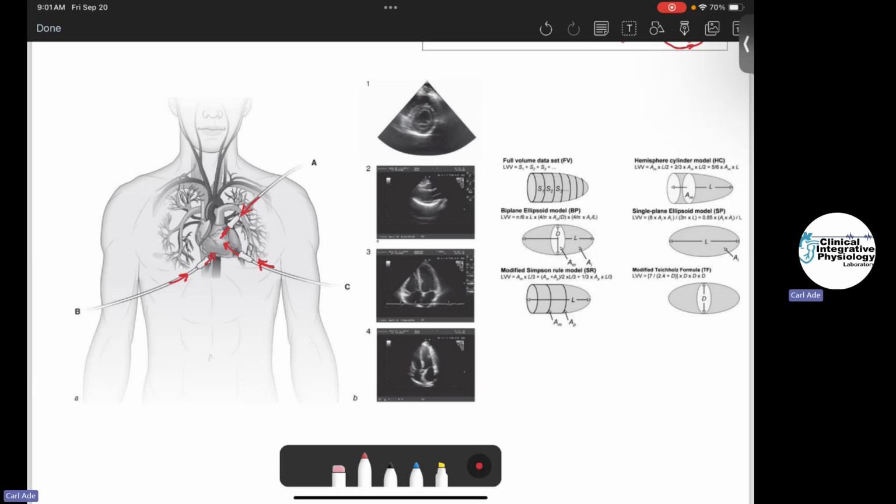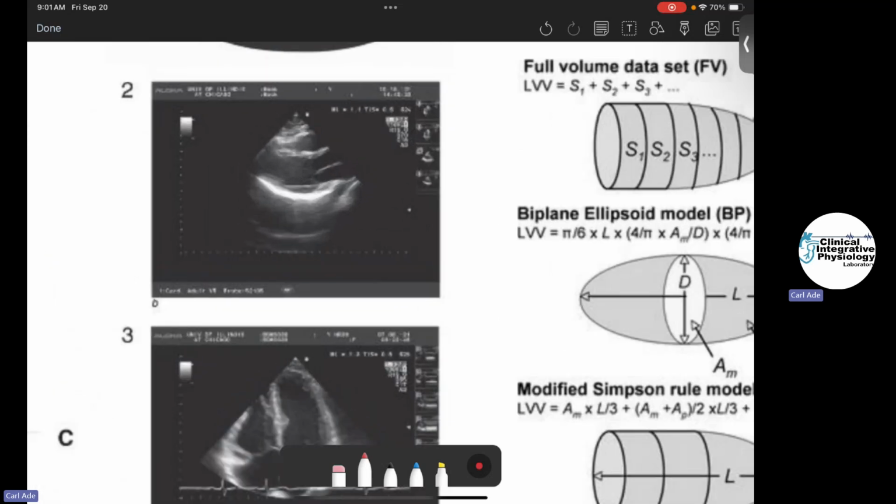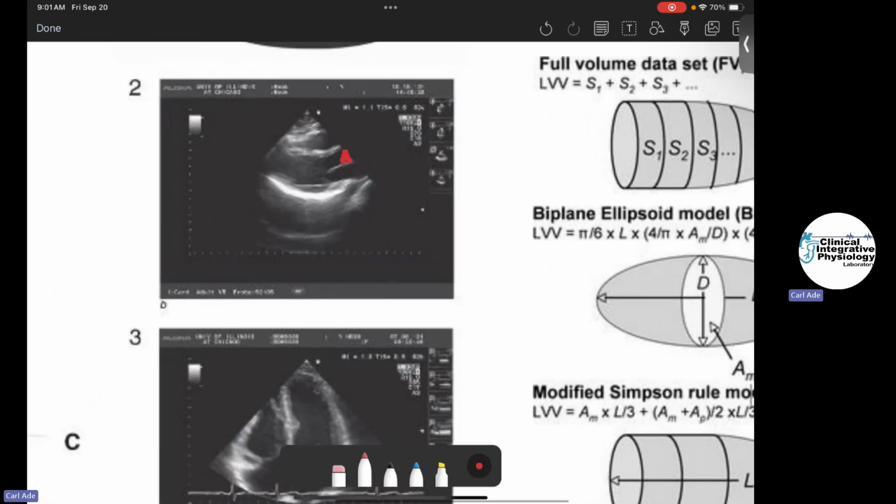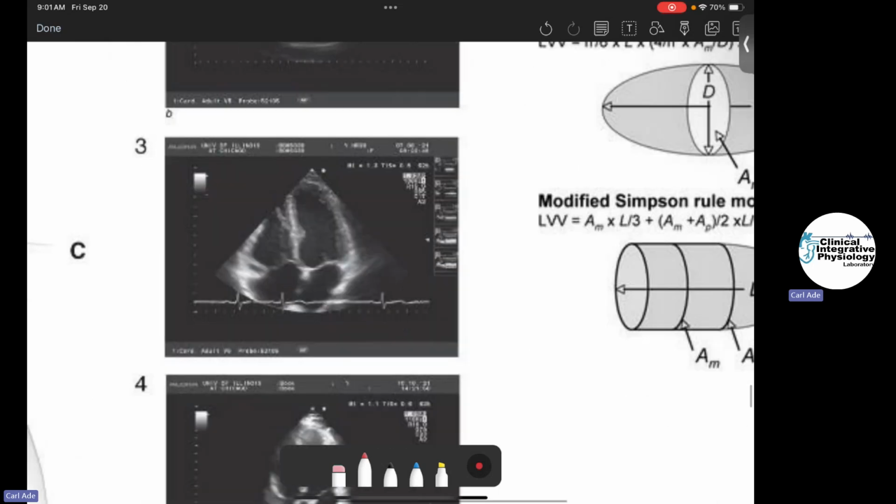If you take a look over here, we can see the different views. This is a parasternal view. This is the aorta. This is portions of the left ventricle. Down here is called the apical four-chamber. You don't need to know this for the exam. This is just labeling for your own interest. This is the left ventricle, left atrium. Right here is the septal wall.